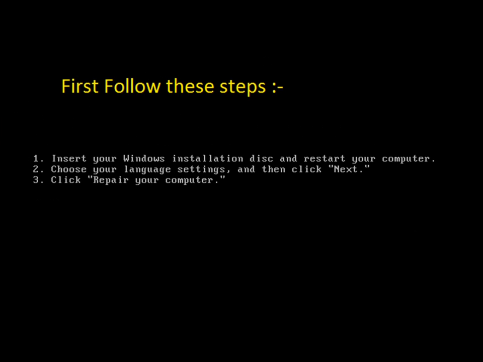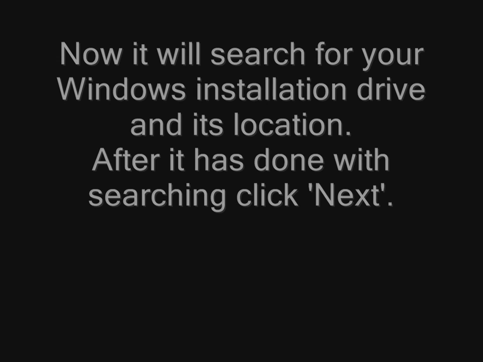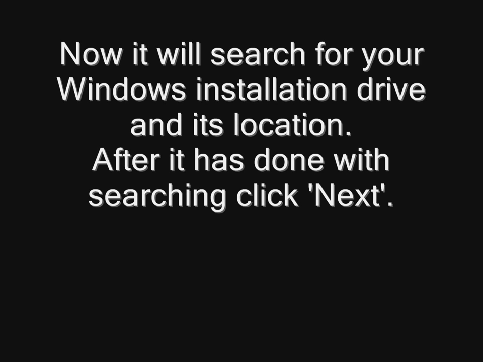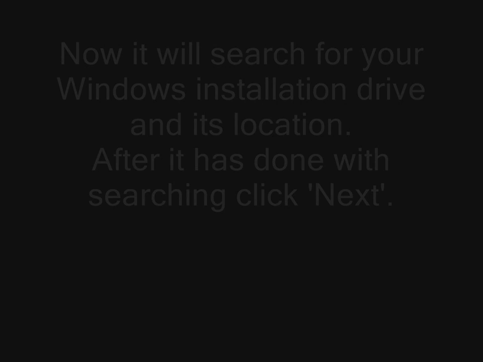So what to do? Follow these steps. First of all, insert your Windows installation disk and restart your computer. Then choose your language settings and click Next. After that, click Repair your computer. Now, it will search for your Windows installation drive and its location. After it has done with searching, click Next.